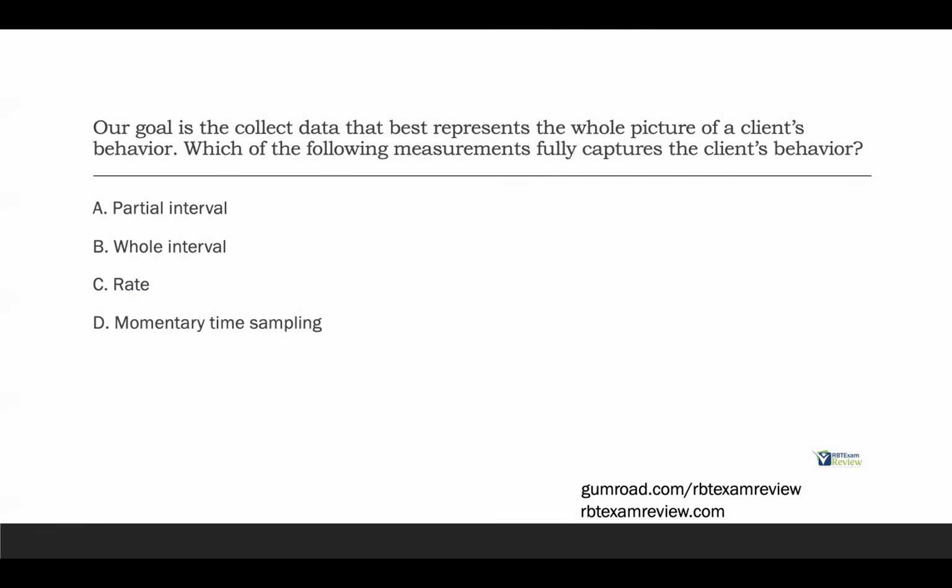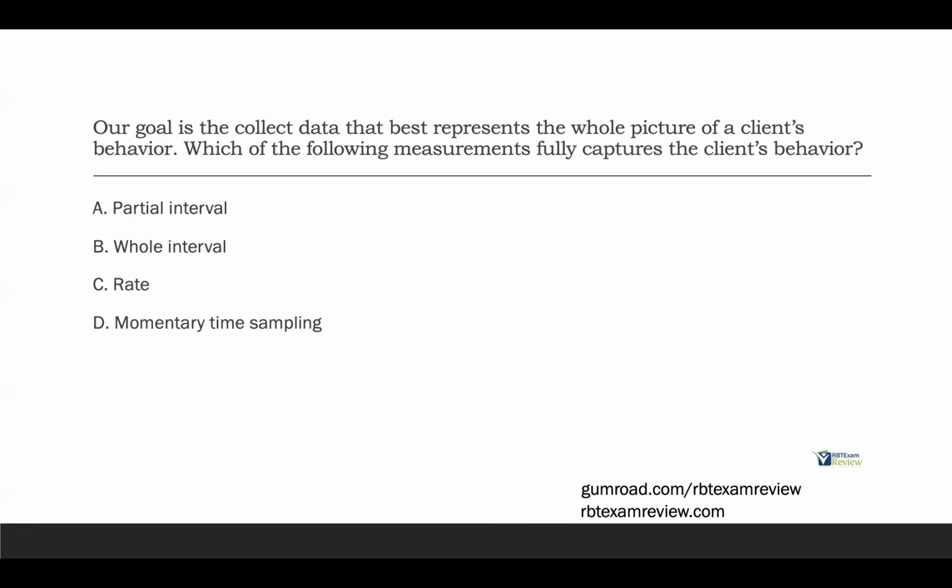If I look at the answer choices, I see examples of discontinuous measurement and continuous measurement, okay? So to me, that says that this question, what fully captures the client's behavior, is looking for something where we're going to get every instance of a behavior. We want the data that represents the whole picture, as many instances of a behavior as we can get, so we can fully describe what that behavior looks like or when it occurs. So which of the following measurements best does that?